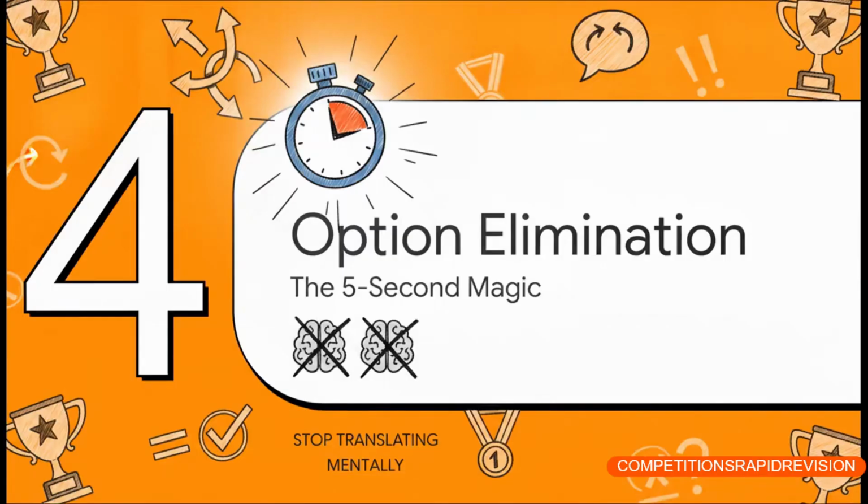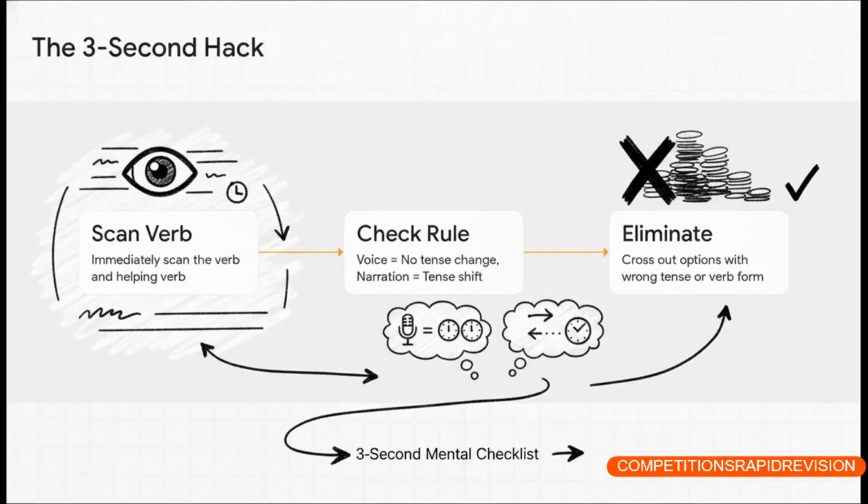Moving to Section 4, the option elimination trick. Get ready for the 5-second magic. All right, we've done all the heavy lifting. Now it's time for the ultimate hack. I literally call this the 5-second magic. You need to stop trying to translate the entire sentence in your head during the exam. Here is your new 3-second mental checklist.